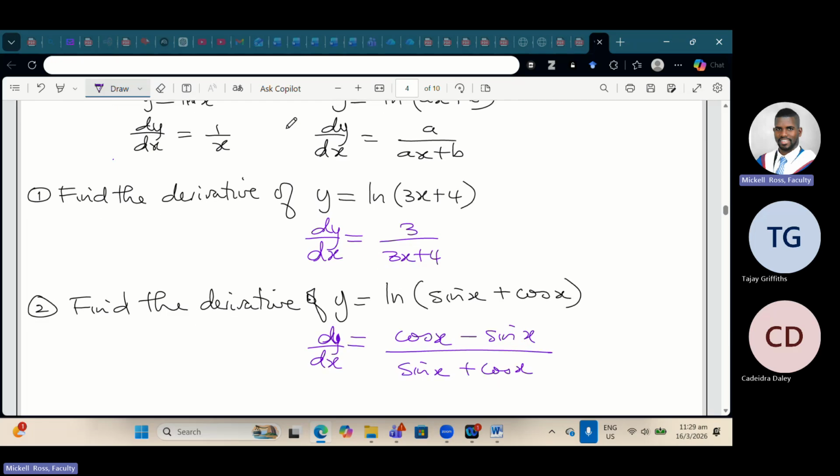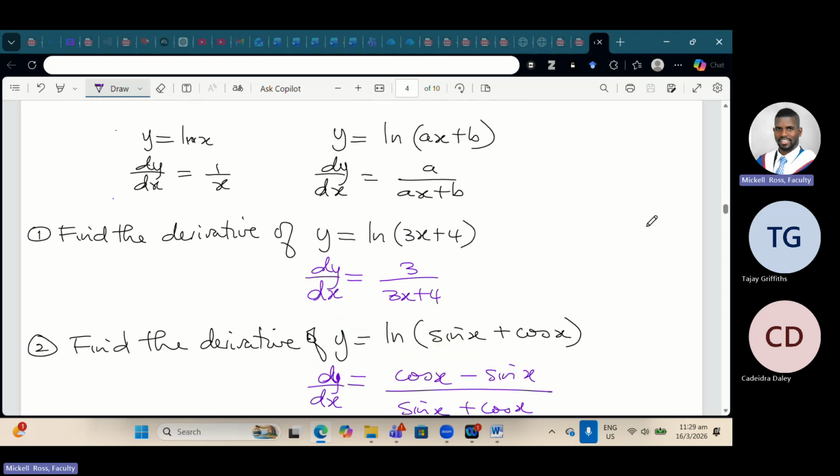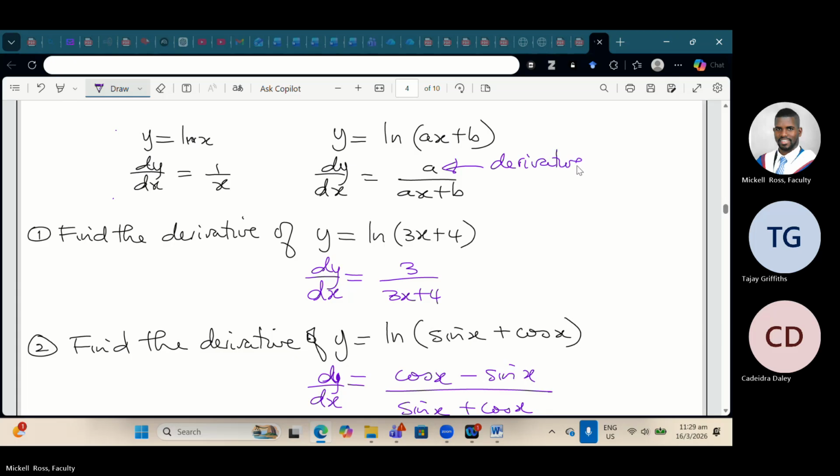If there is any part of the questions you're not sure about, you can just let me know so I can clarify for you. So notice whatever is in the bracket here is the denominator, and then the numerator is the derivative of the bracket. All right, so notice that's what happens. If you differentiate this bracket, you just get a. And then what is in the bracket is the denominator.